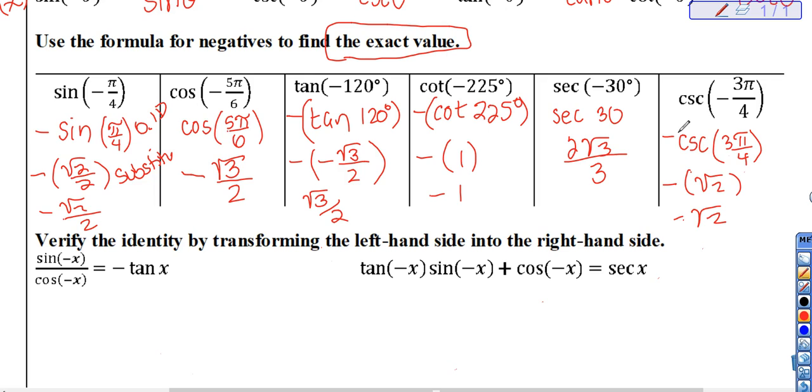For secant of negative 30, it's even. So it's equivalent to the secant of positive 30. And the secant of 30 per our trig values exact is 2 square root of 3 over 3. And then with your cosecant of negative 3 pi over 4, this is an odd identity, so it's equivalent to negative cosecant of 3 pi over 4, or the opposite of cosecant. And cosecant of 3 pi over 4 is the square root of 2. And so the opposite of the square root of 2 is negative square root of 2.